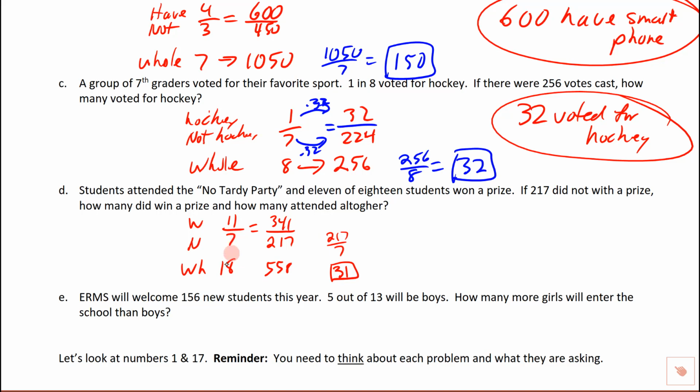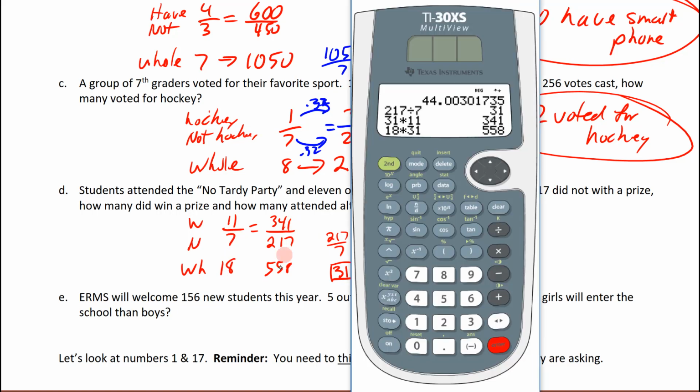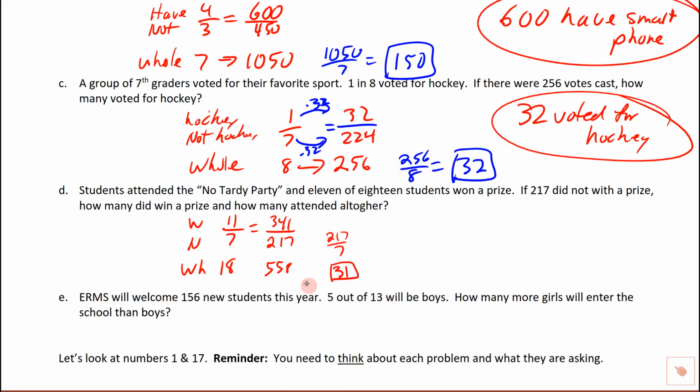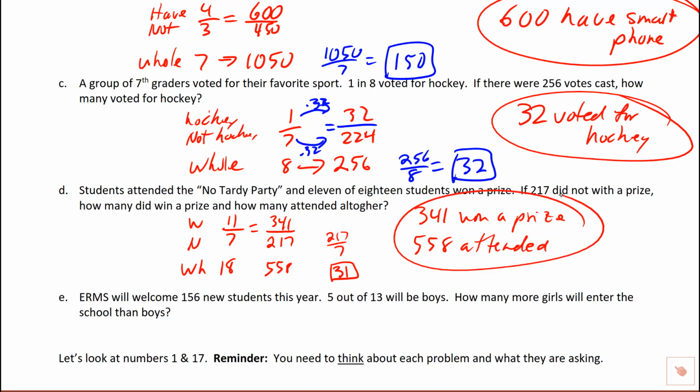Now 11 plus 7 is 18, but let's just double check. We've got this automatic double check. We produced each one of these numbers by multiplying by the scale factor, 31. So let's just make sure that 217 plus 341 works out to be right. It's 558, so it looks like we're in good shape. So how many won a prize? 341 won a prize. And 558 attended. Okay, so we got that part taken care of.